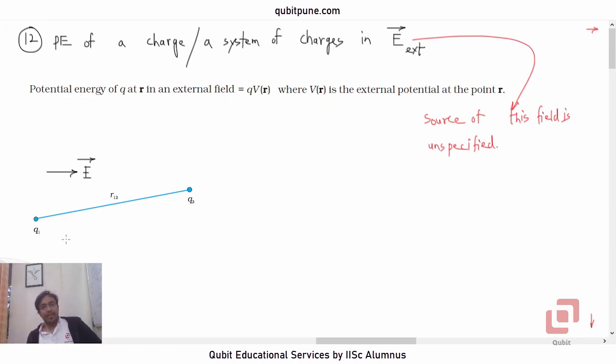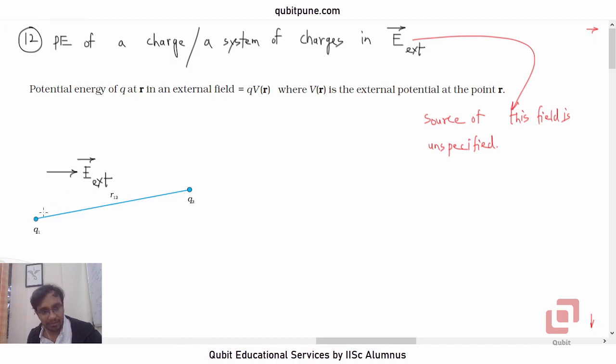Now let us again consider a dipole like structure. Suppose charge Q1 comes from infinity and takes its position here. Previously the electric field was absent, so charge q1 could roam anywhere in the space, just like a child on a ground. It can go anywhere without any force. But in this case, there already is an electric field. So due to this external electric field, there will be potential, and suppose the charge q1 takes this position.